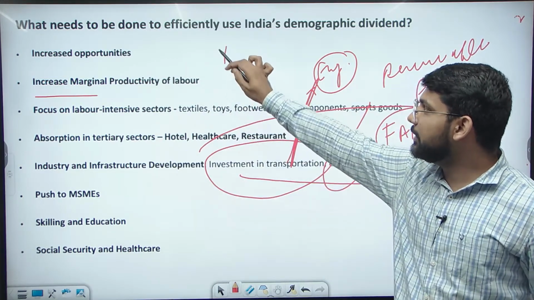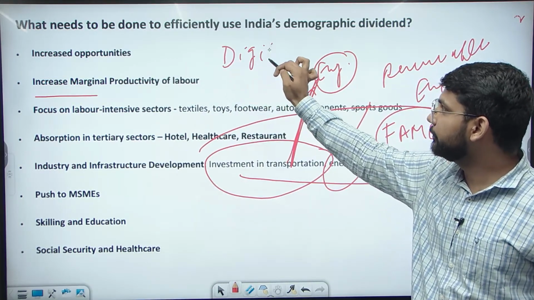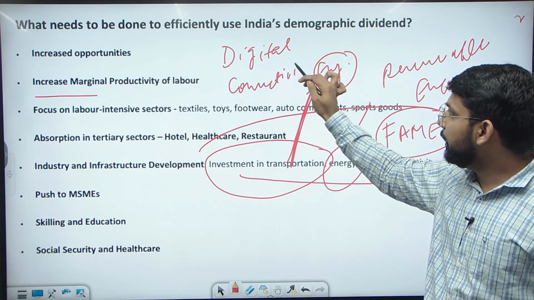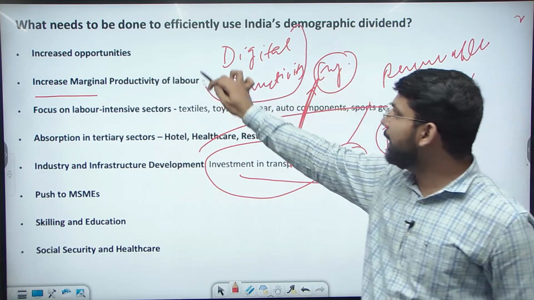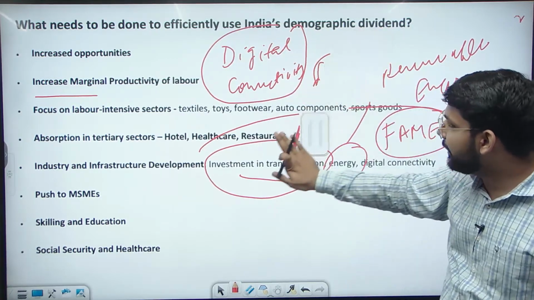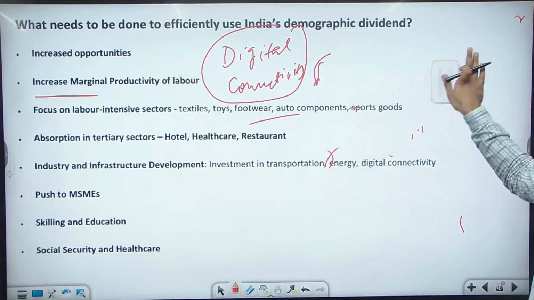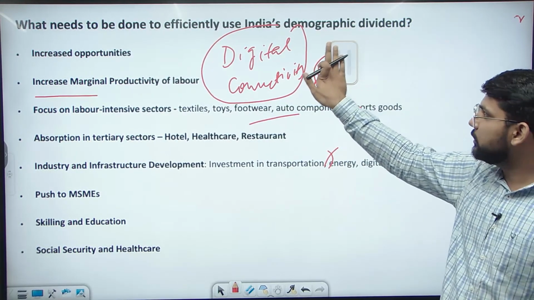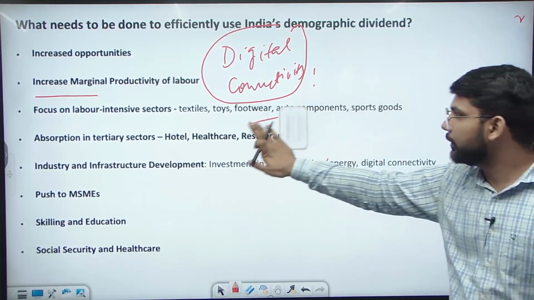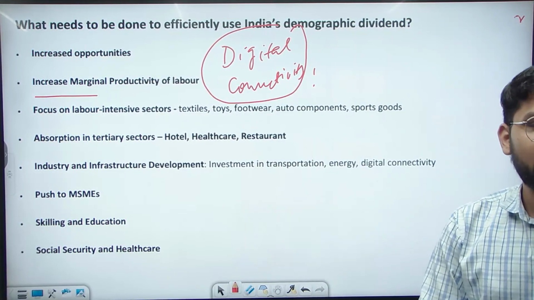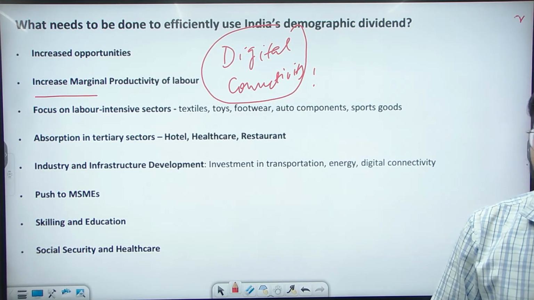And last, but not the least, digital connectivity. In India, this is a big area. There is the cheapest data in India. Do you know? The cheapest data in the world is in India. After Jio, this market revamped. Even in villages, you will get faster internet speeds, which was not possible before 2015-16.